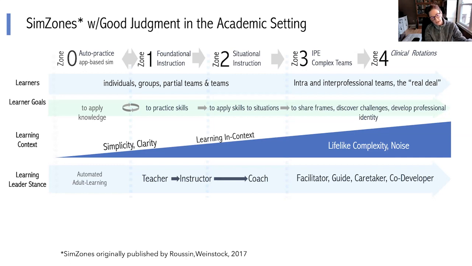So it's the same thing: simplicity, low noise, high signal. And then as the learning in context gets higher and you're going up the zones, you're having more lifelike complexity, more noise.